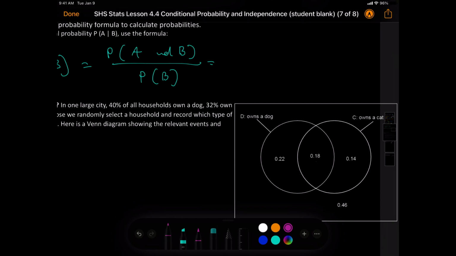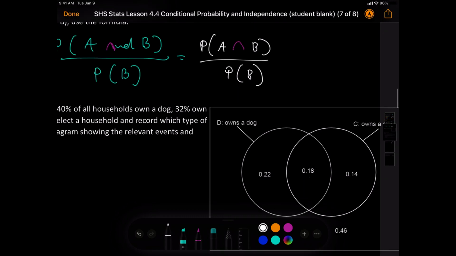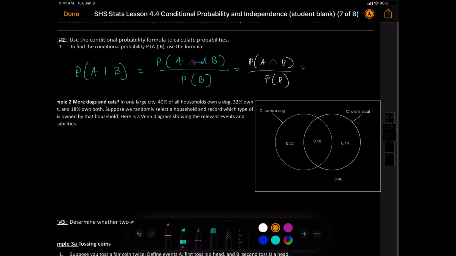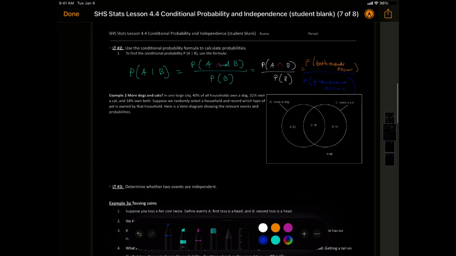I'm going to do a play on the letters so you kind of remember it, okay? We're going to do this one over here, and the probability of A intersection B over probability of B is the probability of both events occur over the probability that the given event occurs. Okay, so this is a conditional probability to figure out in our formulas.